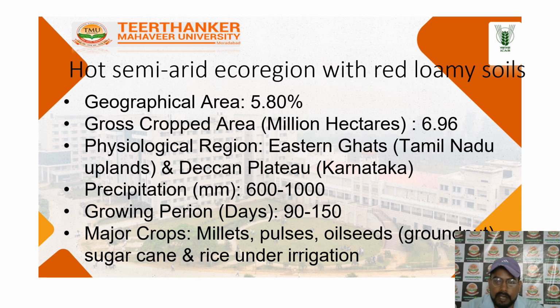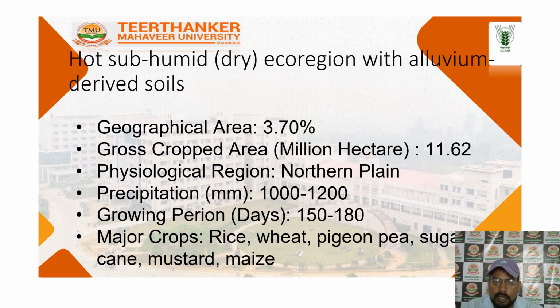Next is the hot semi-arid ecoregion with the red and loamy soils. Red loamy soils are very dominant, with ferrous content in the soils, and the geographical area share is 5.8%. The geological region is the Eastern Ghats in Tamil Nadu and Deccan Plateau in Karnataka. Precipitation is 600 to 1000 and growing period is 90 to 115 days. Major crops are millets, pulses, oilseeds, groundnut, sugarcane and rice under irrigation conditions, that is, where irrigation is available.